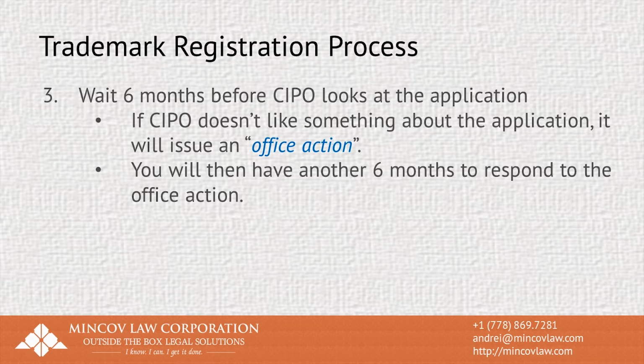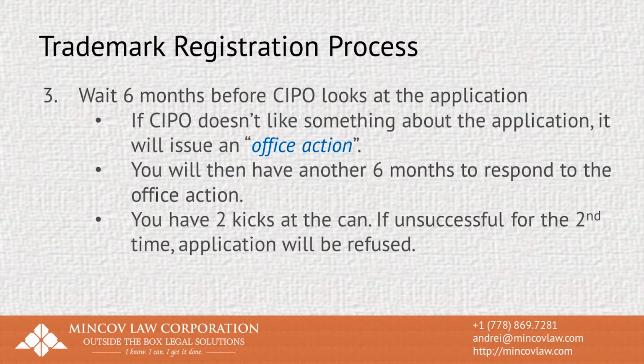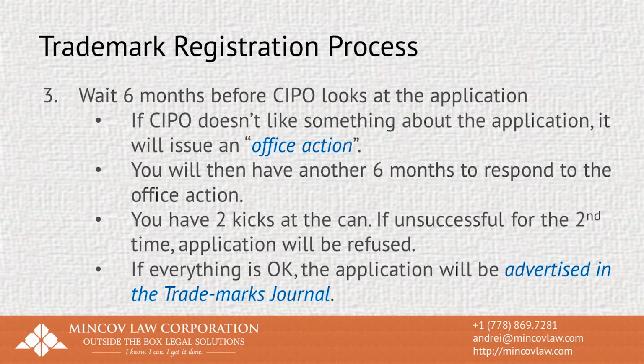If you receive an office action, you will have 6 months to respond with your reasons why the trademark should be registered or with amendments to make the examiner happy. If this satisfies the examiner, you're all set. Otherwise, you will receive another office action. You only get 2 kicks at the can. If after your second response, the examiner is still of the opinion that the trademark is not registrable, your application will be refused.